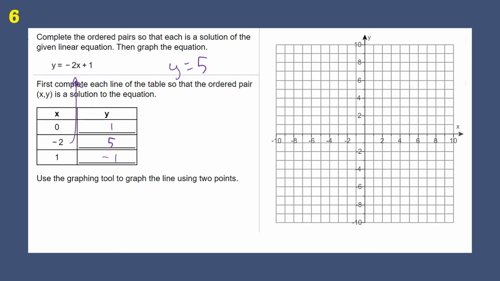Now what we're going to do is take these 3 ordered pairs and graph them. So the first one is 0, 1. So I'm going to go to 0, 1. The second one is -2, 5. So I'm going to go to -2, 5.